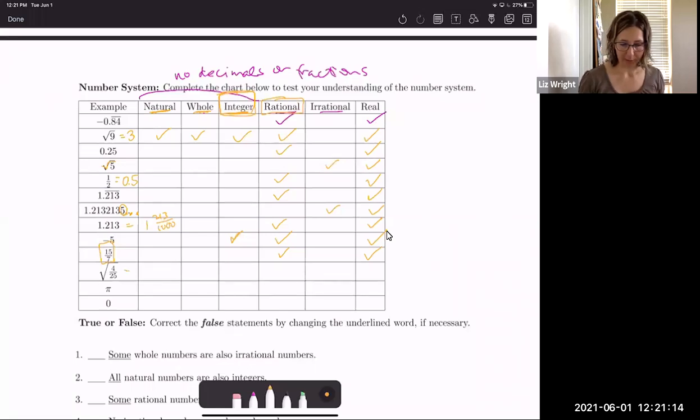All right, let's reduce this. This is the same as 2/5, because it's the square root of 4, which is 2, over the square root of 25, which is 5. That's rational and real. Pi, I gave that one to you earlier. Irrational, real. 0, you got this. Whole, integer, rational, real.